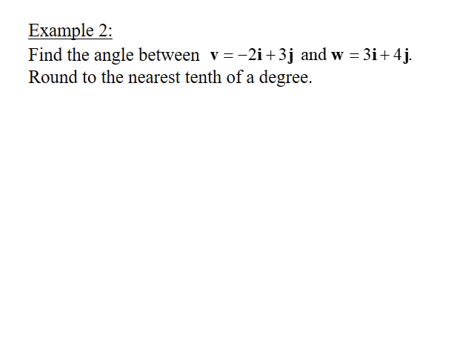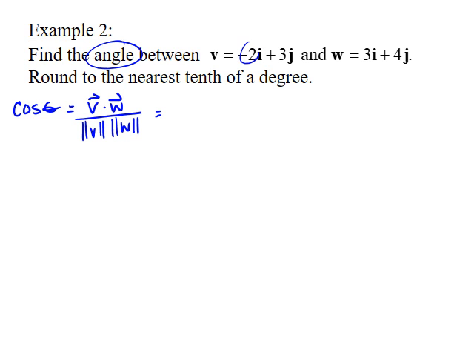It says to find the angle between these two vectors. So we want to find theta. Let's jot down the formula that we had on the previous slide, which is cosine of theta is equal to the dot product of v and w divided by the magnitude of v and the magnitude of w. We should be able to find the dot product because we just did a ton of examples with it. So I'm going to take -2 times 3 plus 3 times 4. That will give me the dot product over the magnitude of each of these.